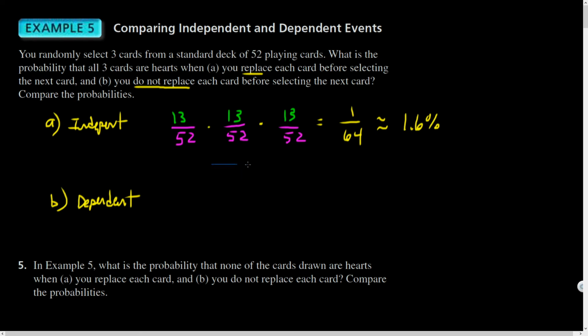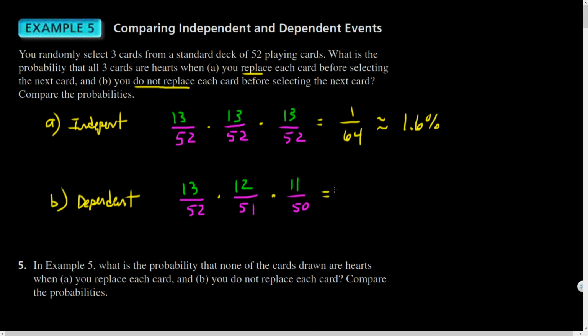So for dependent events, for the first draw, the number of ways I could successfully draw a heart, there are 13 to pick from. But now the second card that I draw, there's 1 less heart, and so there are 12. And then the third card, there are now 2 less hearts to draw from. And so those have reduced by 1 each time. As far as the total possible outcomes, the first draw, there were 52 in the deck. But the second draw, there were only 51. And the third draw, there were only 50 cards. And so the probability of those individual draws had changed.